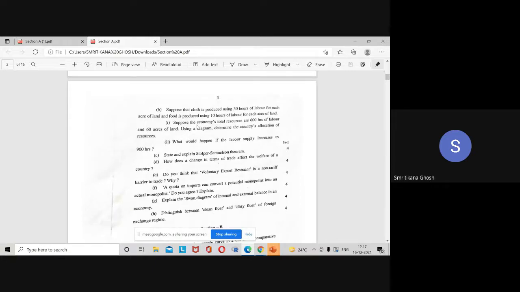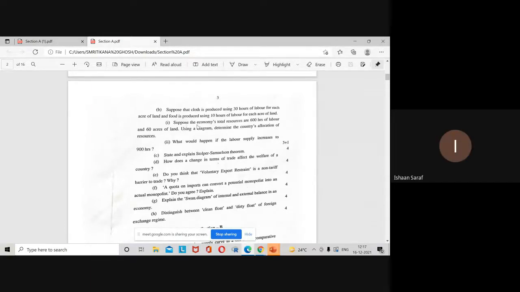Acha, look at question B. Suppose the cloth is produced using 30 hours of labor for each acre of land. Food is produced using 10 hours of labor for each acre of land. Suppose the economy's total resource is 600 hours of labor and 60 acres of land. Using a diagram, determine the country's allocation of resources. So simple, you have to draw the PPF for clothing and food. These are the two items. The labor constant is 600 and the land constant is 60.